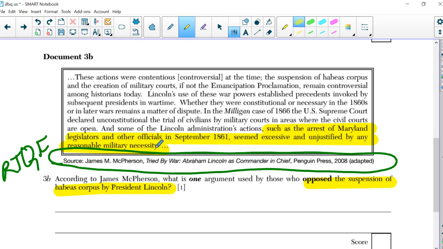Okay, so excessive, so we could say that one argument used by those who were opposed was that they were excessive and unjustified by any reasonable military necessity. They could also say, like I pointed out, this one, I like this one, I think. Constitutional, yeah, let's use the last one. I like this one, but because it's an 1866 Supreme Court, I don't know. Let's use the last one.